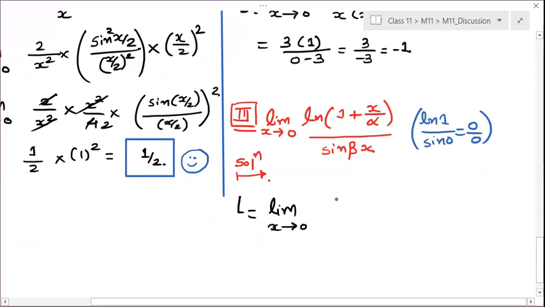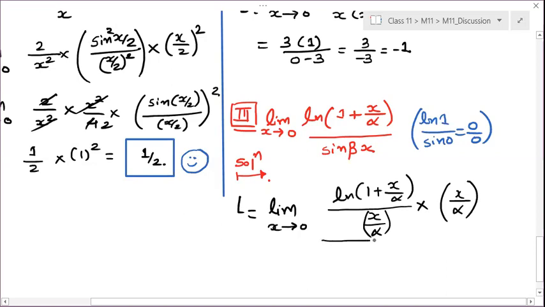So limit x tends to 0, ln 1 plus x by alpha. So ln 1 plus x, in its denominator, it should be x, right? That is 1 plus whatever be the term. So in its denominator, it should be x by alpha. In denominator, it is sine beta x. So for sine beta x, in its denominator, it should be beta x. So I'm multiplying and dividing with beta x in denominator.